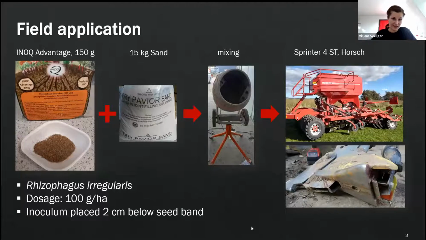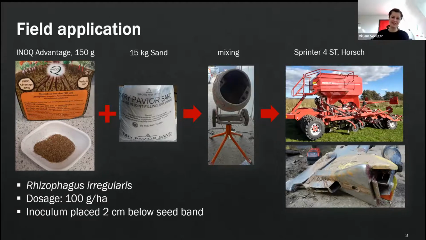The field application was done with INOQ Advantage, actually also the other one that I will talk about later. This was formulated as a root powder, and we wanted to apply 100 grams per hectare of this root powder, which is quite a low dosage already. We used 150 grams and mixed it with 15 kilograms of sand for the field application. And then we mixed it in a cement mixer or in a bucket and filled it in a seed drill provided by Horsch. We wanted to, like Julia now asked, it's quite important that the strains colonize the roots.